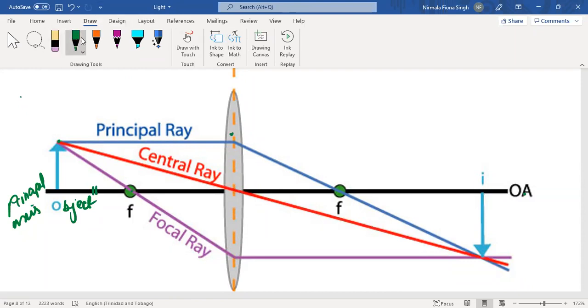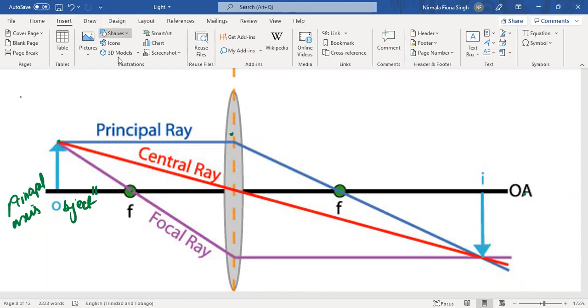Now, folks, when you all are drawing these, I'm going to put in some straight lines.